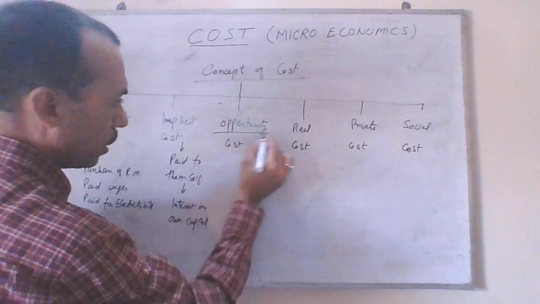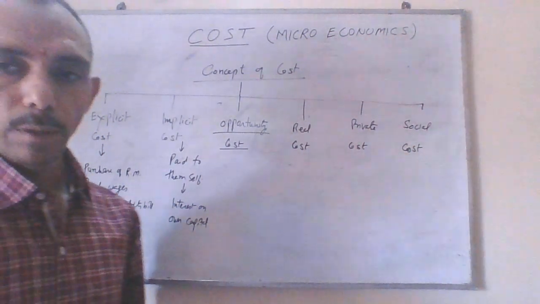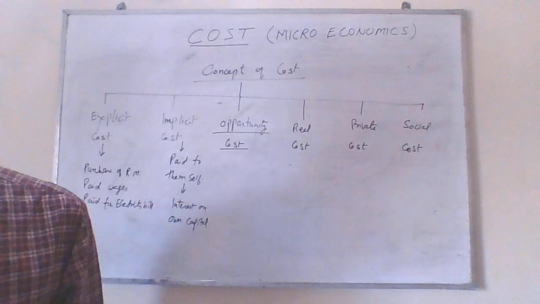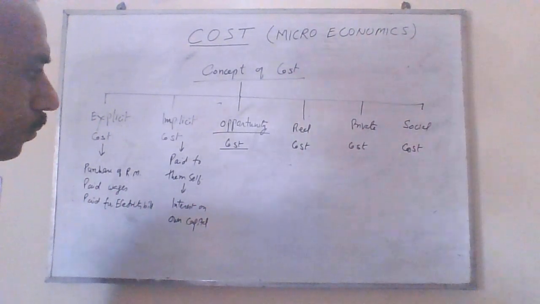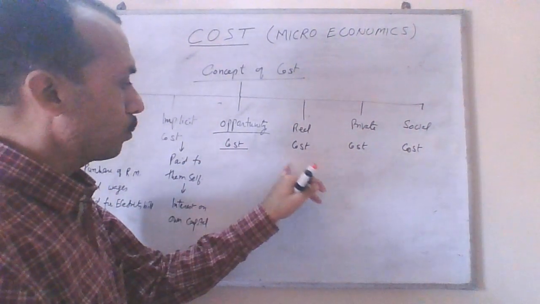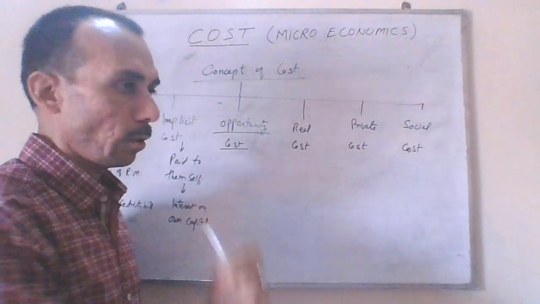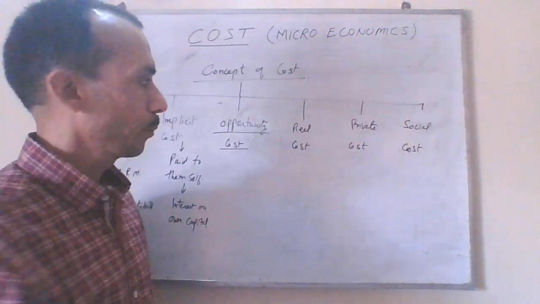Okay. Next is the opportunity cost. Opportunity cost means the cost of the next best alternative foregone. Opportunity cost is the amount sacrificed, the cost of the next best alternative foregone. So whatever amount is paid for the next best foregone alternative is the opportunity cost.